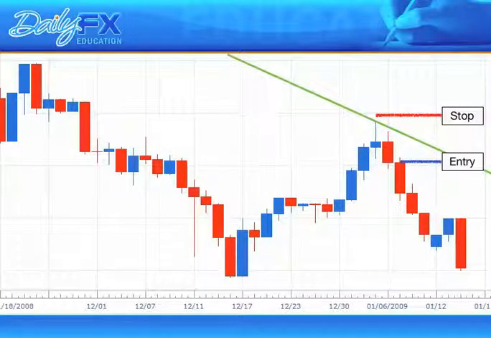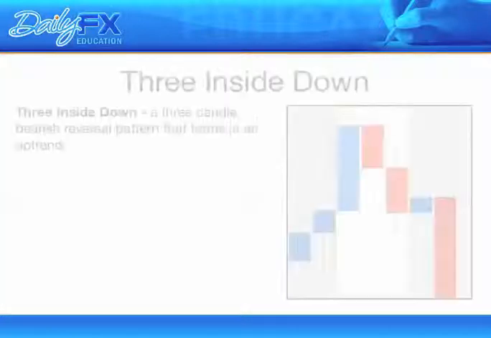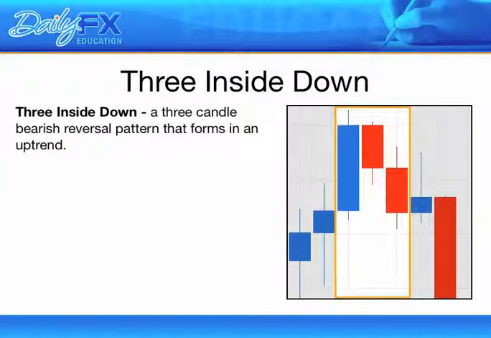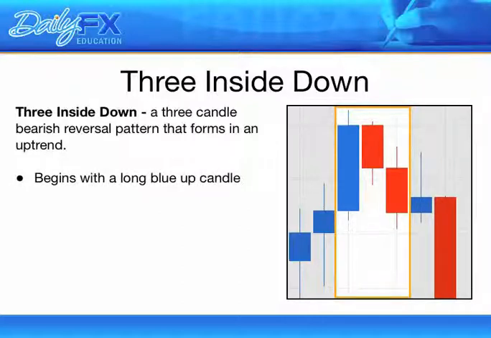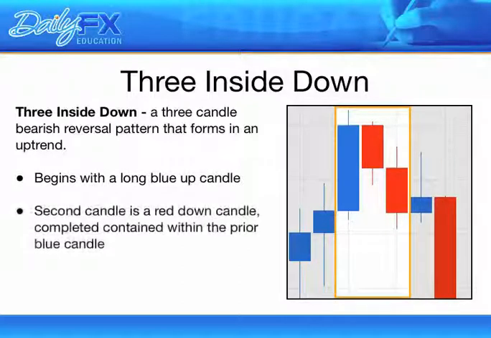Moving on to the 3 inside down pattern. This 3-candle pattern begins with an uptrend. The first candle in the formation is a large blue candlestick. Then on the second candle, the price is driven down, as shown by a red candlestick, reversing some of the upward movement from the previous day.